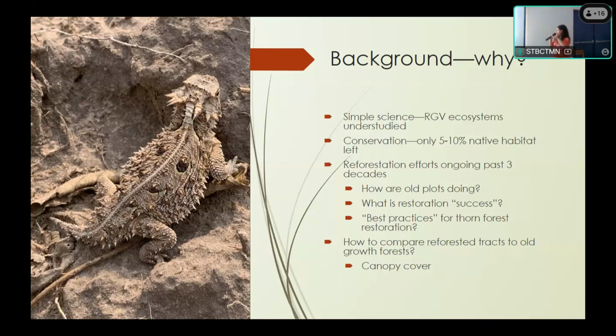And so this goes into my specific research question, which we'll get to in a little bit: how can we compare reforested tracts to old growth forests? We have to find different things that we can use to compare these two things. And the thing that I went with, or that we went with, because there's multiple people working on this, is canopy cover. If you go into a thorn forest in the valley, there is always canopy cover. It's a ubiquitous trait that you find regardless of where you are. You're not going to go into thorn scrub and there's just bare open area for as long as you see around you.